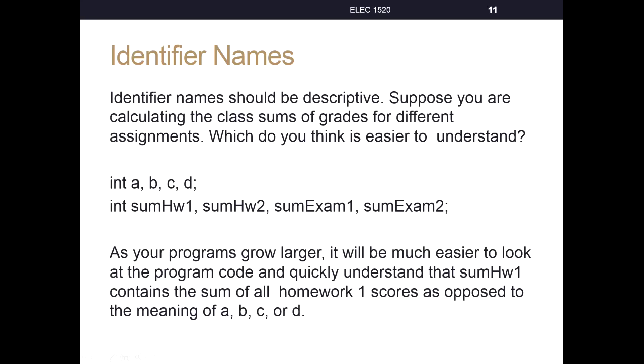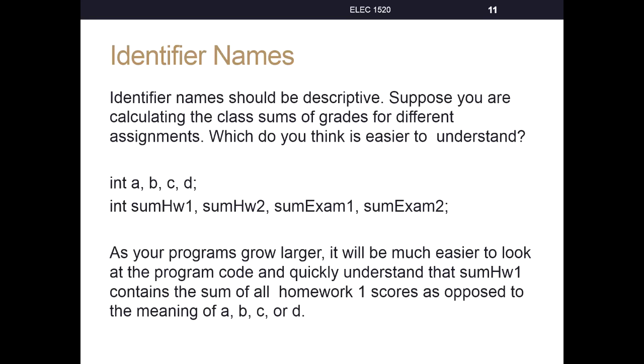Or if we name these identifiers instead of A, B, C, and D, what if we named it sum_homework1, sum_homework2, sum_exam1, and sum_exam2? It's much clearer from their names what information these identifiers hold.